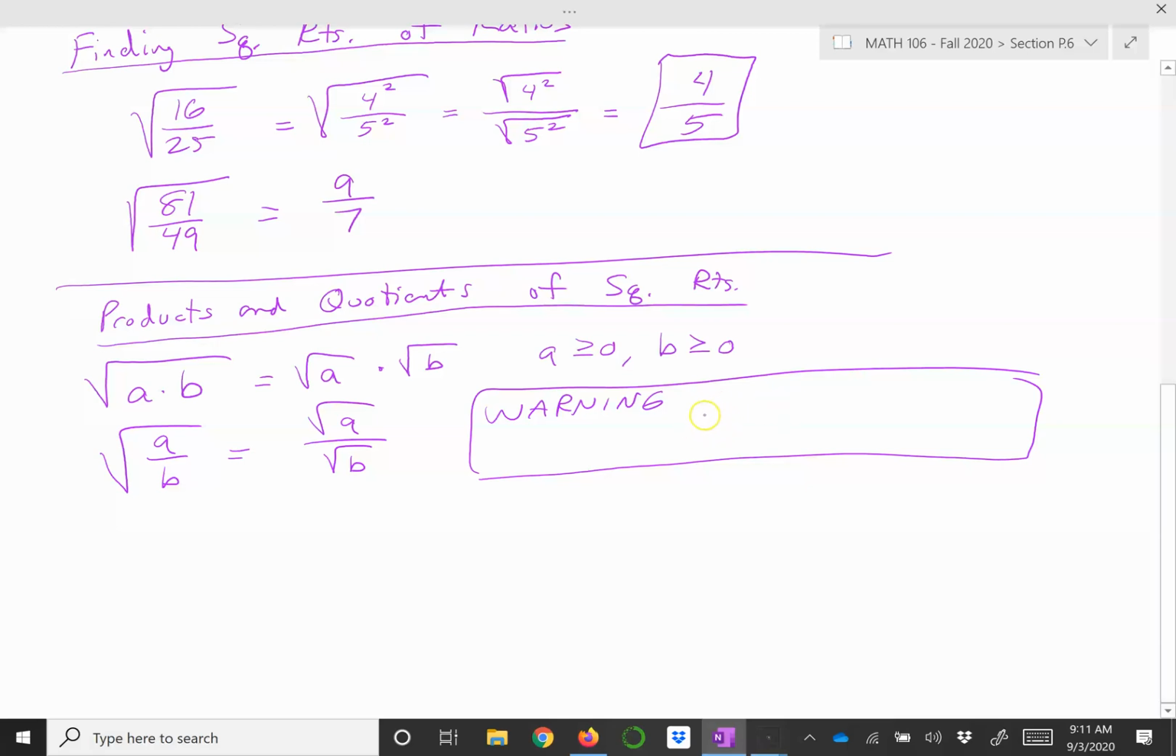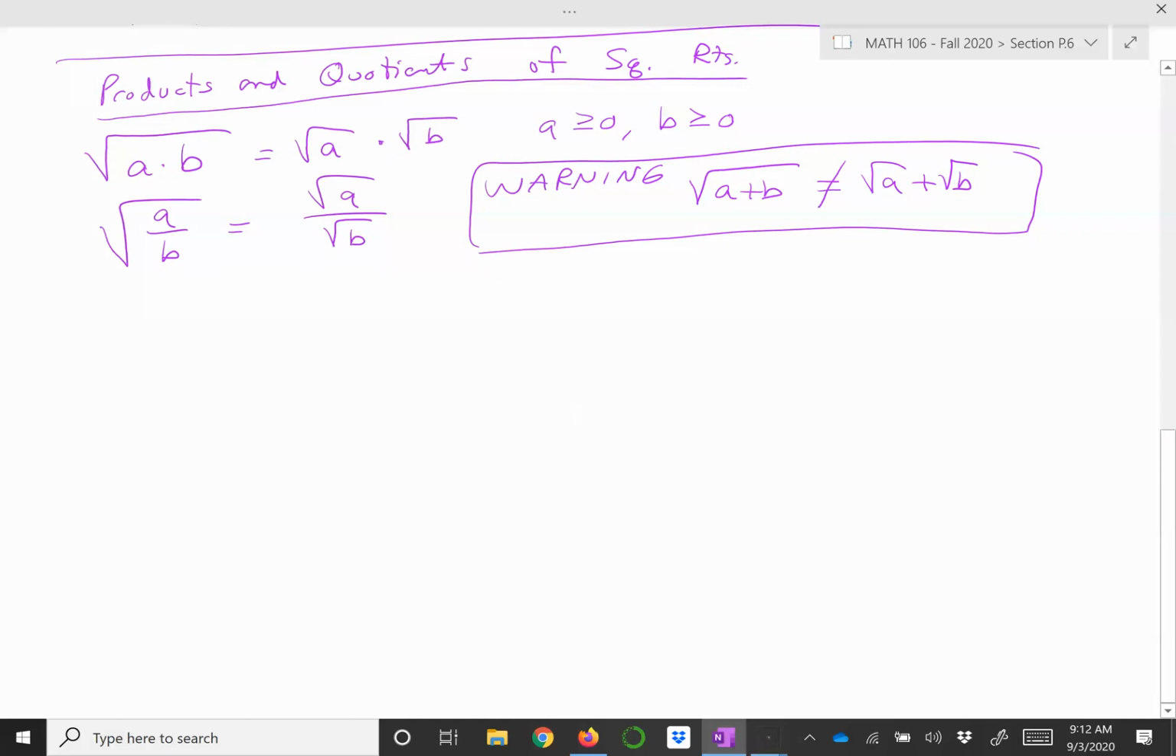You tell me, is this true? If I took the square root of A plus B, is that the same as the square root of A plus the square root of B? What do you think? Is that allowed? Not allowed. Okay? So if you have addition or subtraction underneath that radical symbol, you cannot split those up. So just beware, you can't do those. Okay? All right, so let's do some practice with this. We'll start simple.